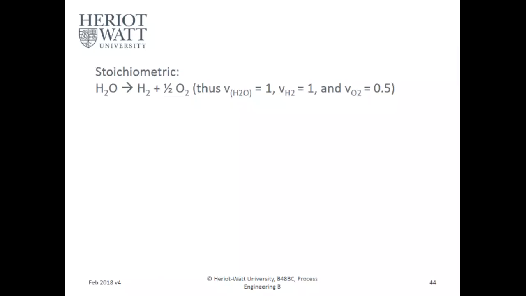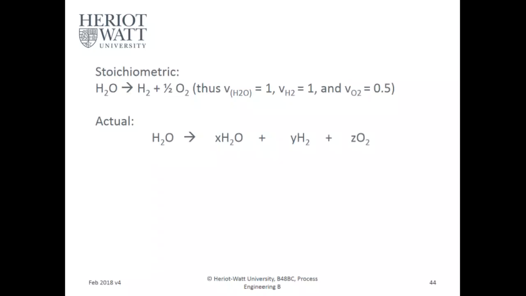First stage would be to build a stoichiometric balance. Now, this is a slightly more difficult question than you normally will see, but there's a point to it. So, H2O turns into H2 plus half O2. That's your stoichiometric balance. Hence, vH2O equals 1, vH2 equals 1, and vO2 equals 0.5. Yeah?